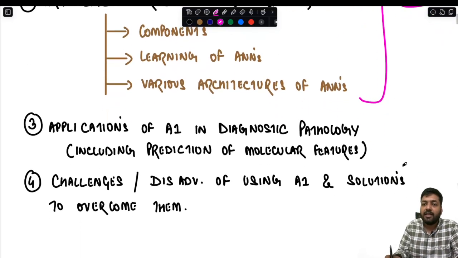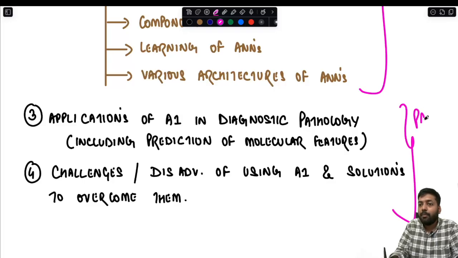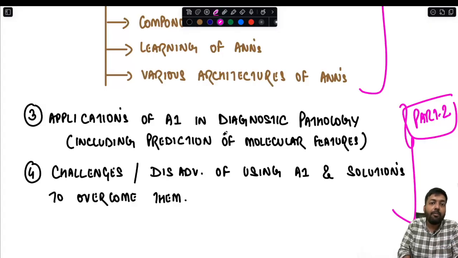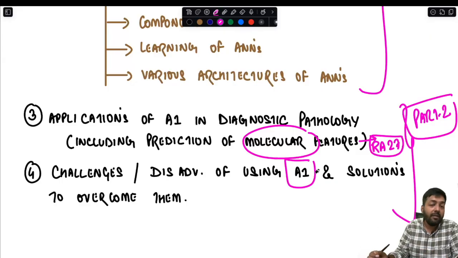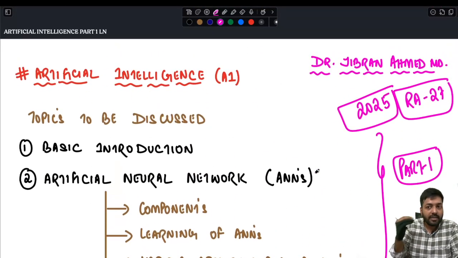In the next lecture we are mainly going to discuss part 2, wherein we will discuss the applications of AI in diagnostic pathology, including the prediction of molecular features from histopathological images, which is a very hot topic in recent advance 27. Along with that we will also see what the disadvantages and challenges in relation to artificial intelligence are, and what solutions are available to overcome those challenges in the current era. So this is how we are going to discuss artificial intelligence.